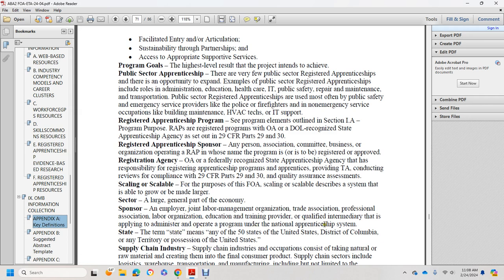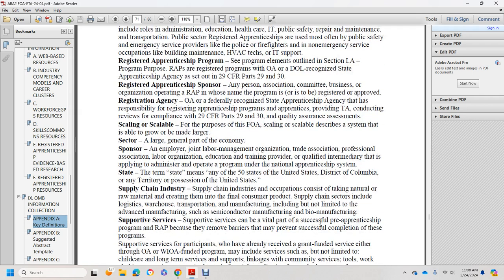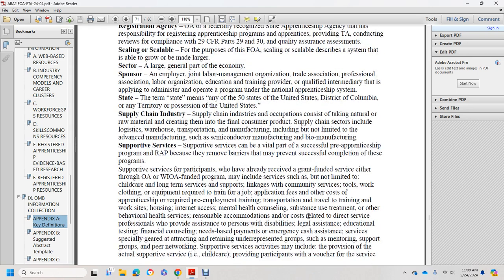of the National Apprenticeship System. State: meaning any of the 50 states of the United States, the District of Columbia, the Indian Territory, or a possession of the United States. Supply chain industry: occupations consistent with the taking of natural raw material and creating it into a final consumer product. The supply chain sector includes logistics, warehousing, transportation, and manufacturing, including but not limited to advanced manufacturing, semiconductor manufacturing, biomanufacturing, and support services.